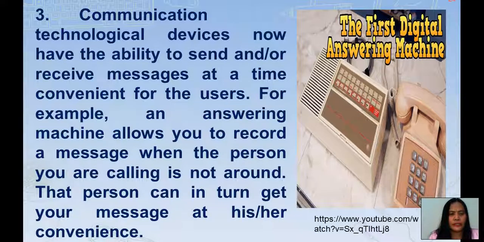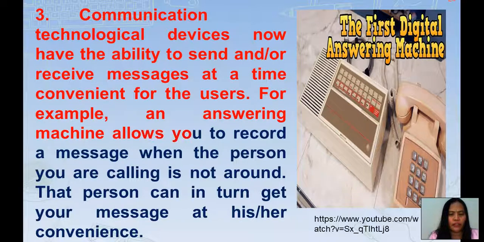Third characteristic. Communication technological devices now have the ability to send and or receive messages at a time convenient for the users. For example, an answering machine allows you to record a message when the person you are calling is not around. That person can in turn get your message at his or her convenience.